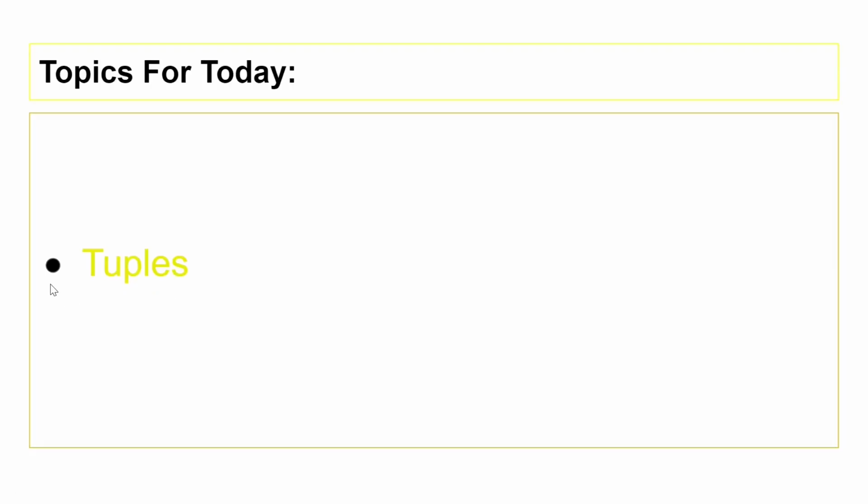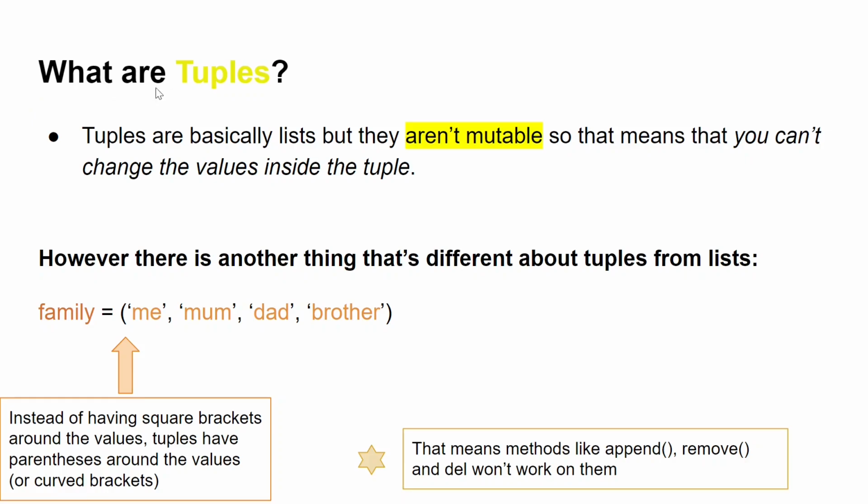So in the last episode, we covered lists. So this is going to be a very short video explaining tuples. So first, what are tuples? Tuples are basically lists, but they aren't mutable. We learned in the previous video that mutable means that you can change something. But tuples aren't mutable, so that means that you can't change the values inside of the tuple. That also means methods like append, remove, and del won't work on them. Because if you use them on a list, it changes the values inside of it, which can't happen to tuples.